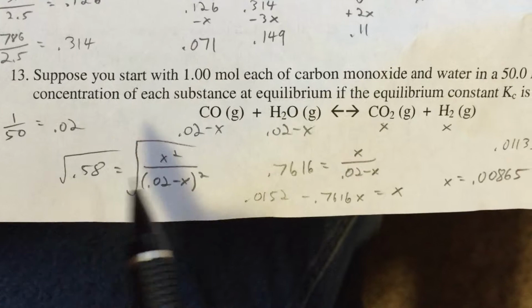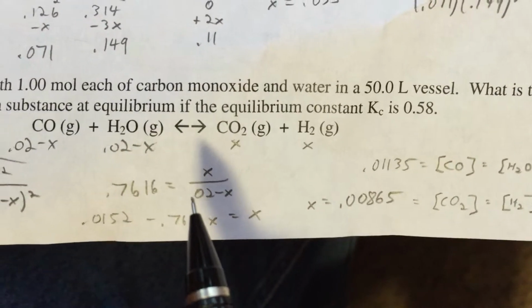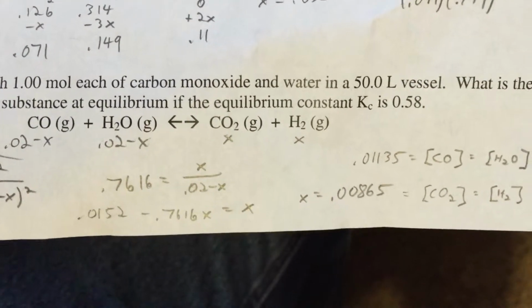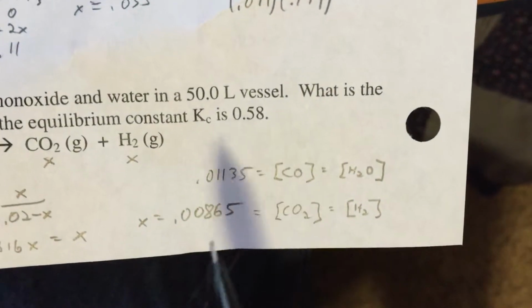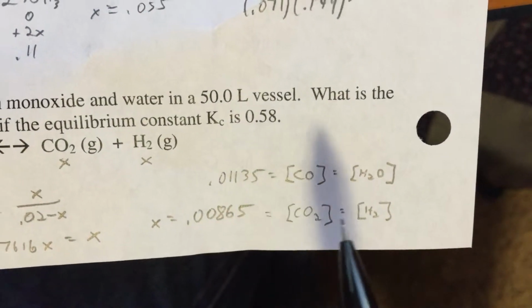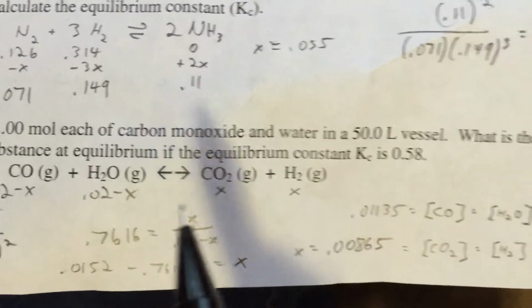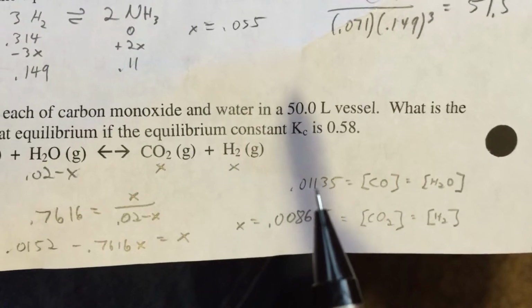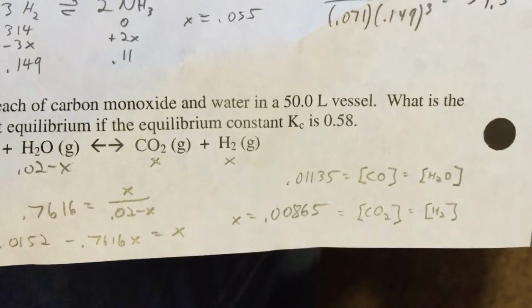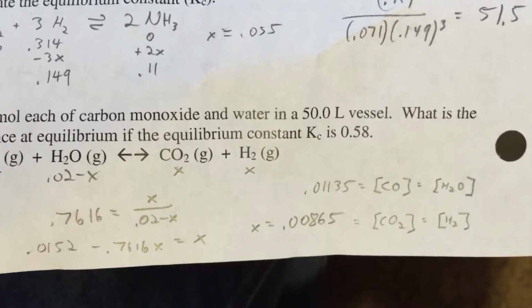Take the square root of both sides. I got this. Then I solve for x. x was 0.00865. That is the concentration of CO2 and H2. And then I just took 0.02 minus x, and I got 0.01135. That's the concentration of CO and H2O. So there you have it.